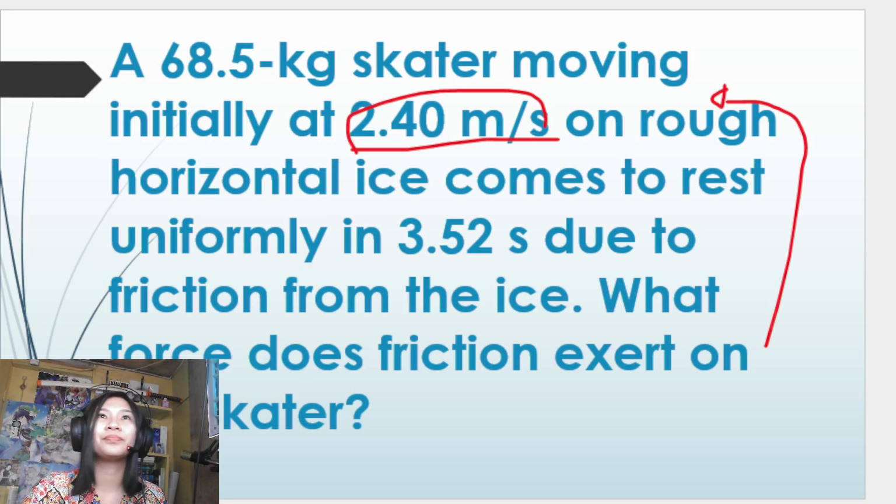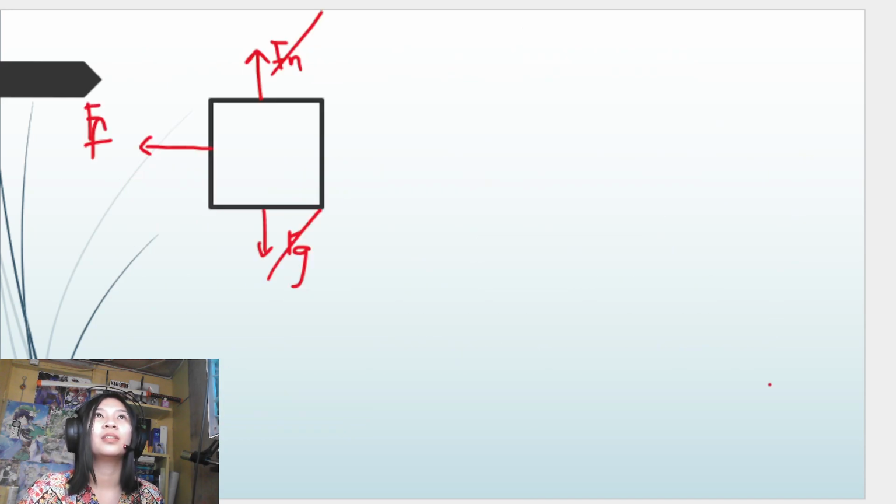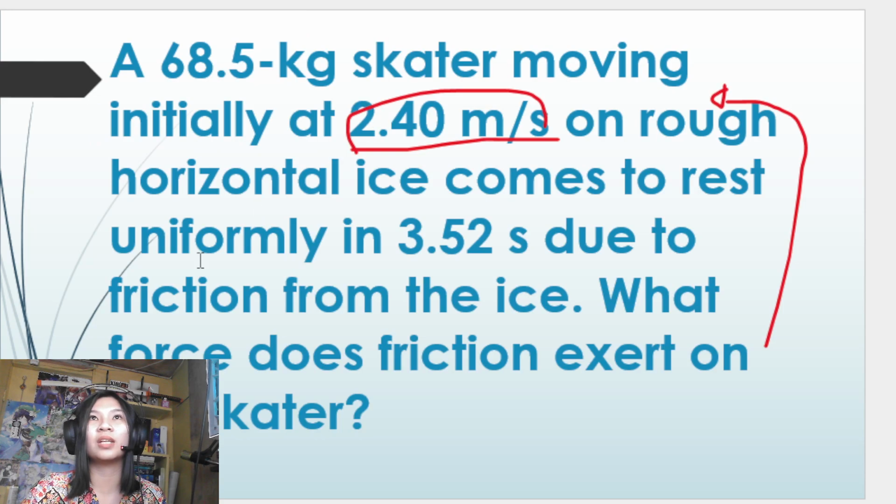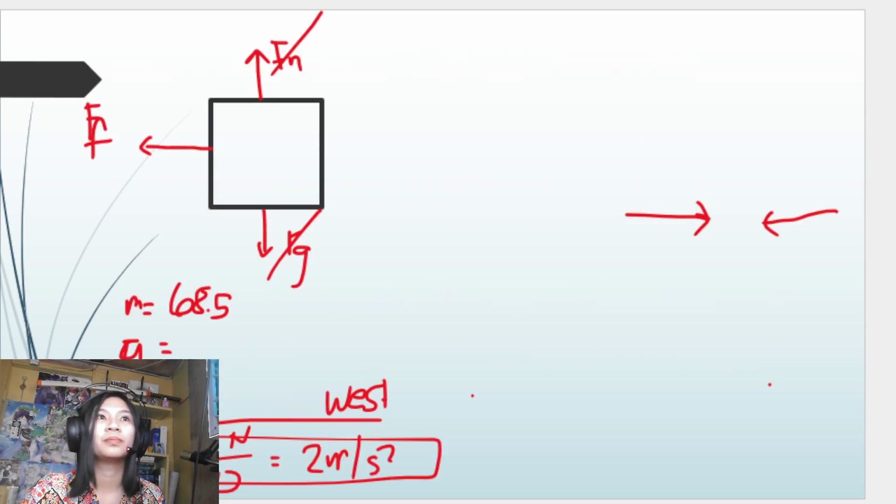Okay? Next is natay mass nga 68.5. Okay, the mass is 68.5. Okay, so we will find the acceleration first para makuha nato si F net. So how will we get the acceleration? We will use the four kinematic equation by the given. No? So given nato initial velocity of 2.4.